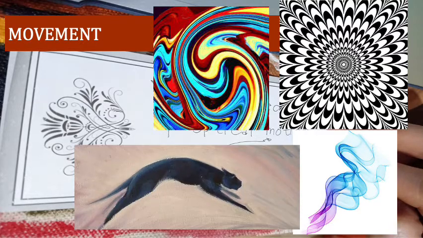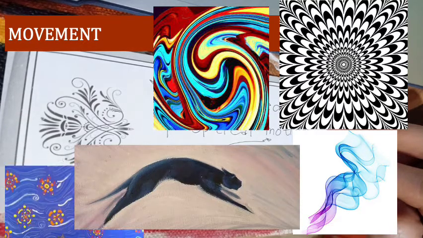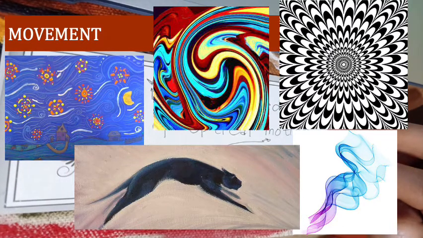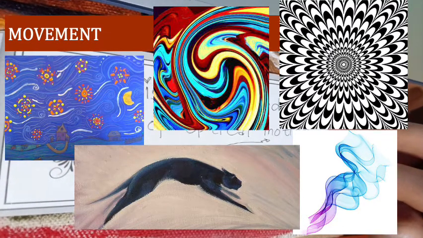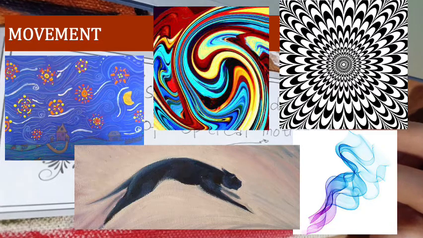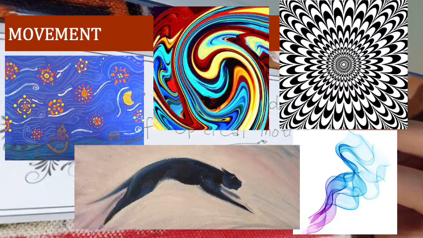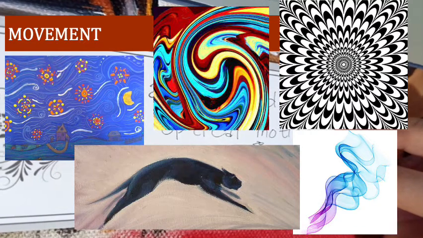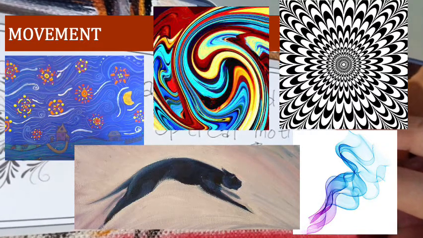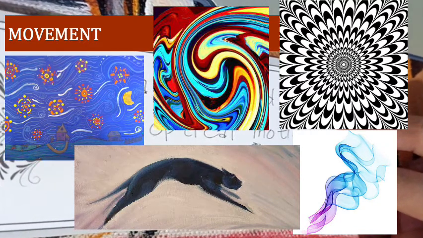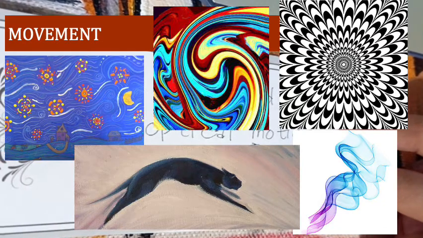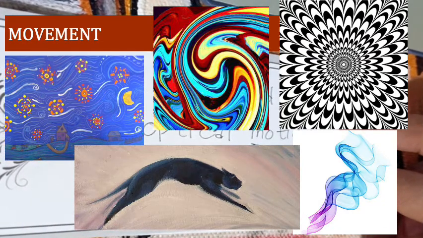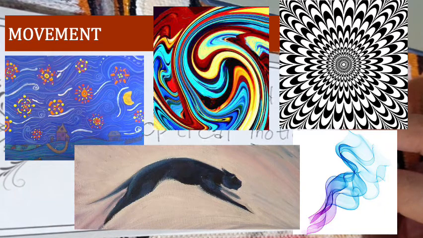So here's another example of movement and this one. So all these artworks have this particular principle of design, which is movement. Meaning to say, the artist uses particular optical motion in order to guide our eyes with the artwork that they are making.